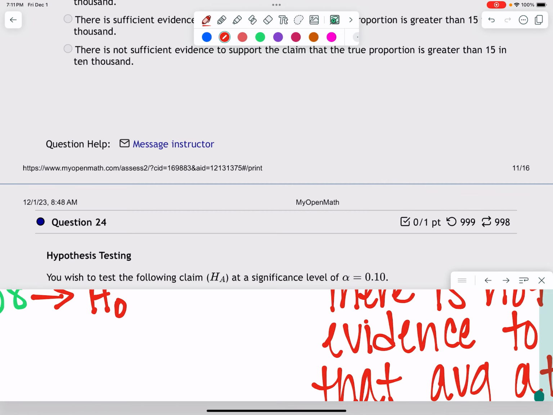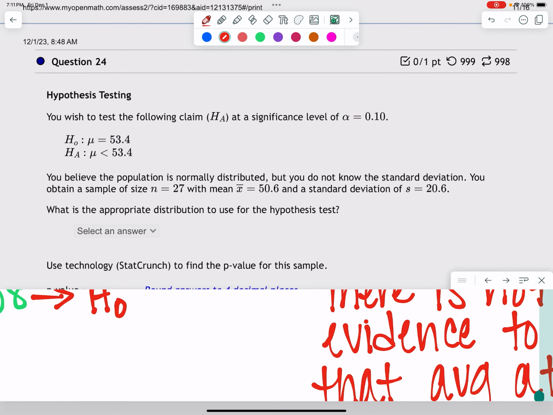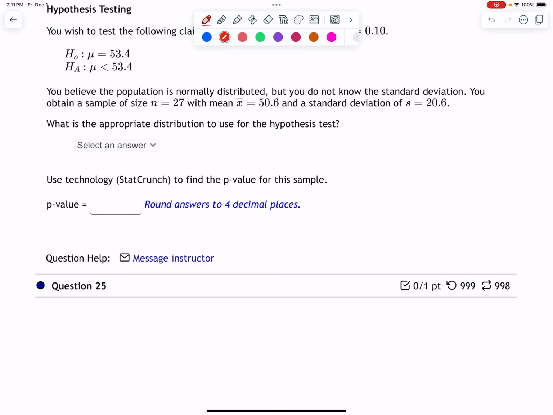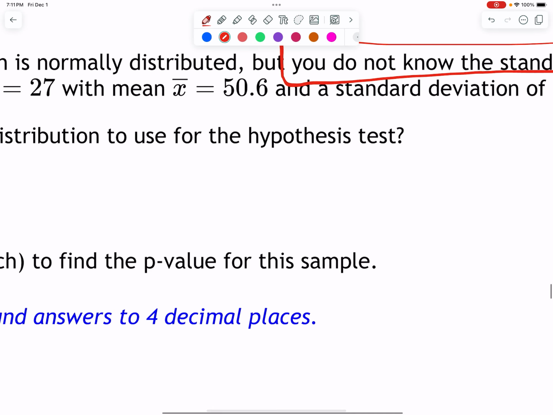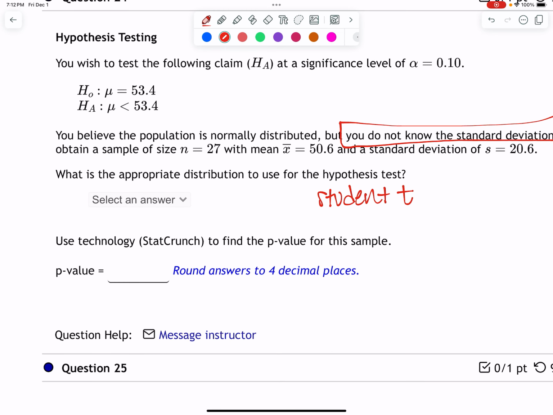Similar process with this one. On 24, all you have to do is find the p-value. It looks like we do not know standard deviation. That means you're going to run a student t. So follow the steps for your student t distribution and finding the p-value. Make sure when you do that you change the sign on your alternative hypothesis when you enter all of your data.